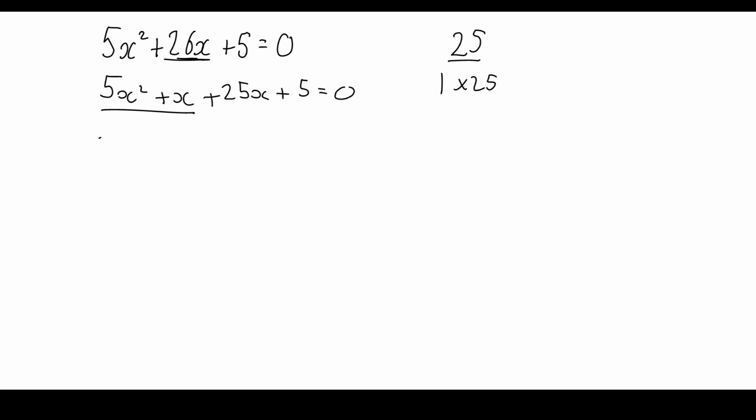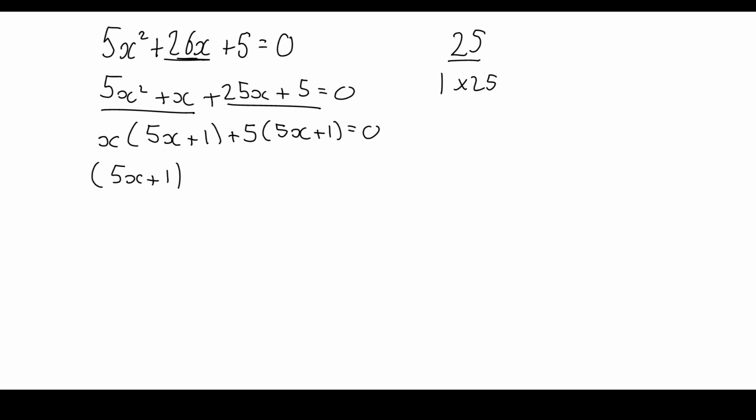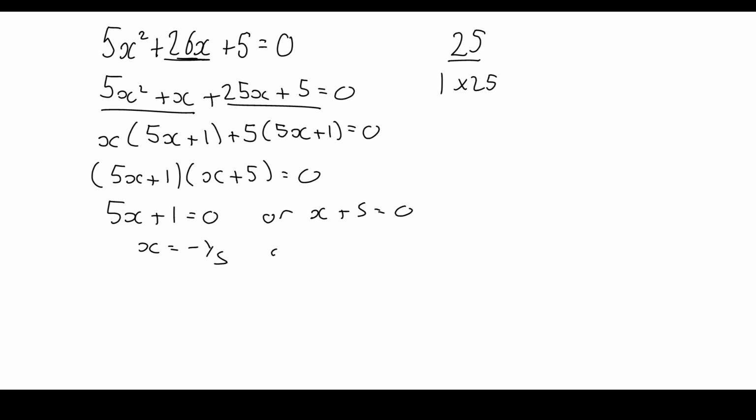Now I'm going to factorise that first pair. I can just take out an x, and I'm left with 5x plus 1. And in the next pair, remember, I'm going to take that sign, so it's plus, and I can take out 5, and I've got 5x plus 1 equals 0. So I can take 5x plus 1 out of each term, and I'm left with x plus 5 equals 0. So I've got 5x plus 1 equals 0, or x plus 5 equals 0. So that's going to give me x equals minus a fifth, or x equals minus 5.